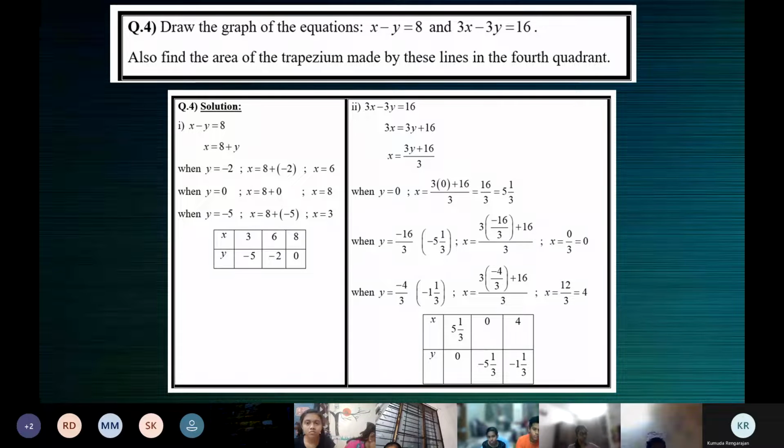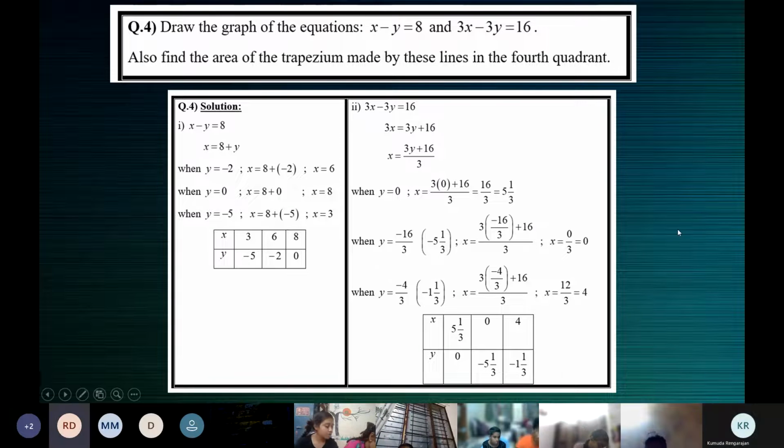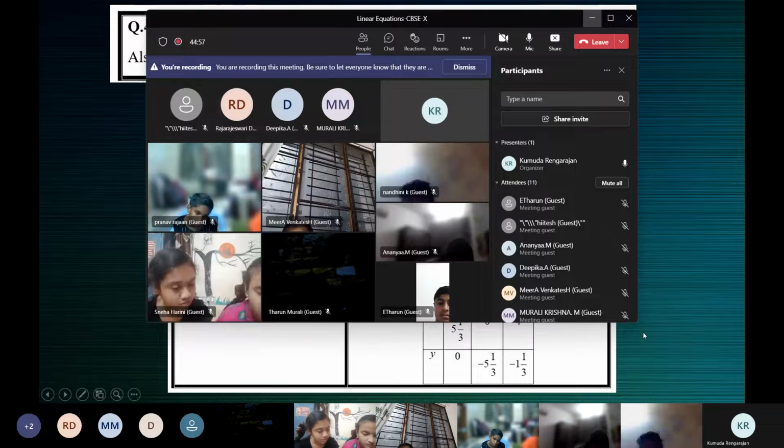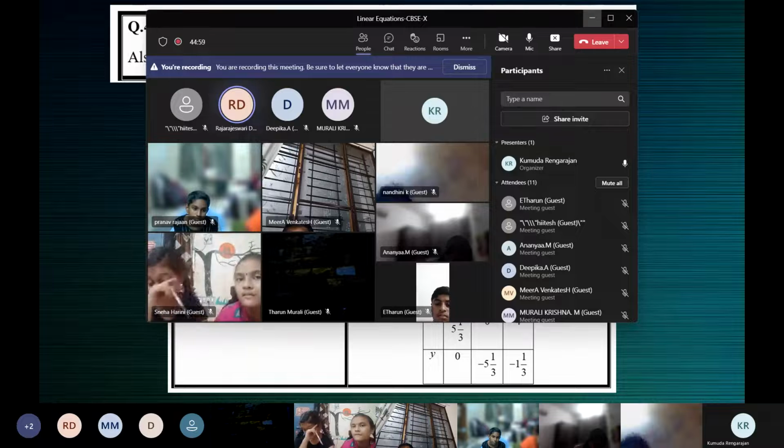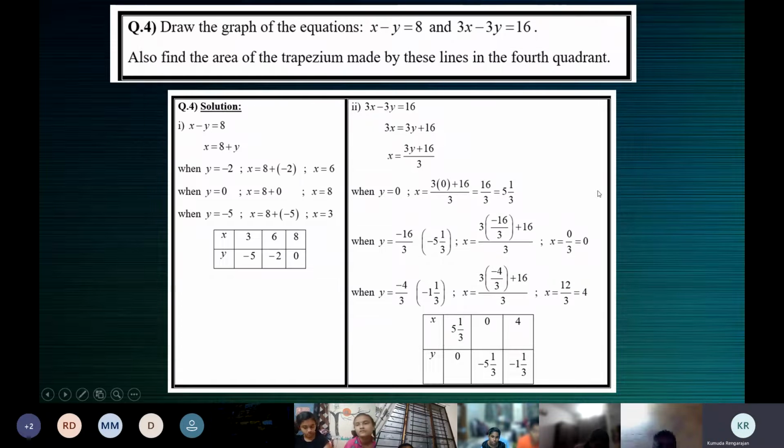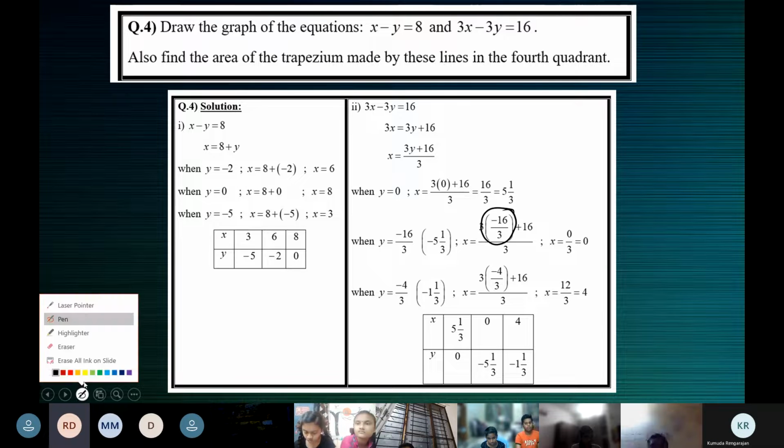Ma'am. Yeah. Ma'am, can you please explain how you got y is equal to minus 16 by 3 once again? I didn't quite get that part. Who's this? I'm Rajeshwari, ma'am. Rajeshwari, please ask me again, which part? Y is equal to minus 16 by 3. This one? Yes, ma'am. How did you get minus 16 by 3?